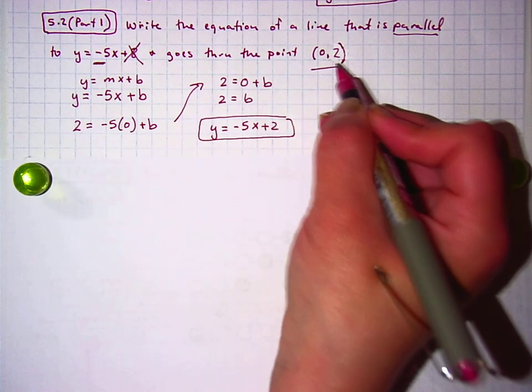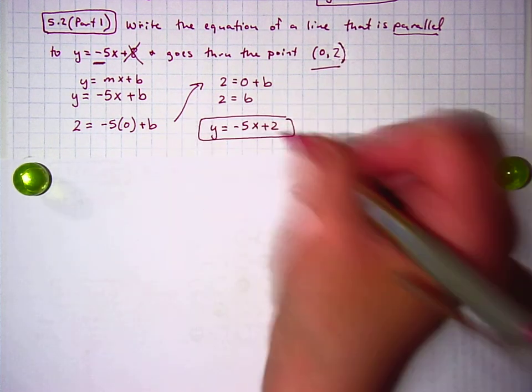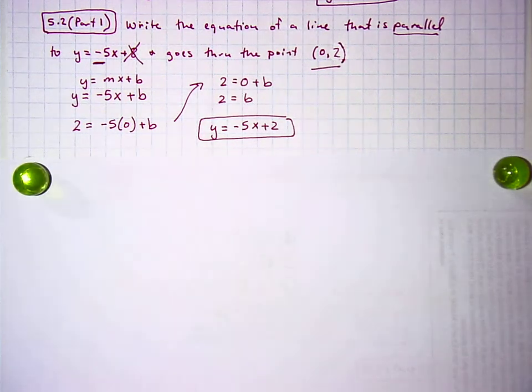Which, by the way, this is the y-intercept. See, because the x is 0, you didn't even have to plug it in. You could have just written 2 on the end if you realized that. But if you don't realize that, if you use the same way every time where you plug in that point, it always works.